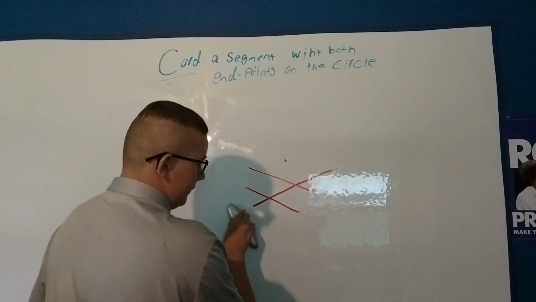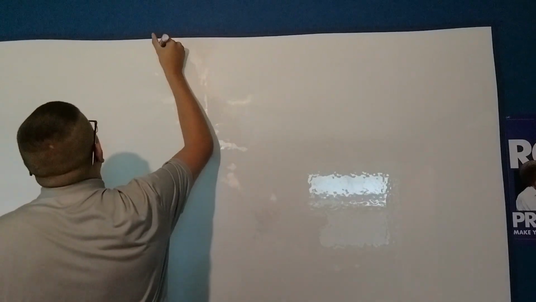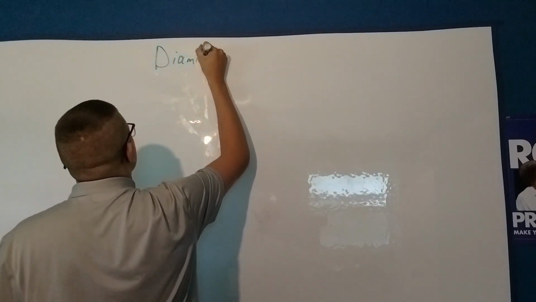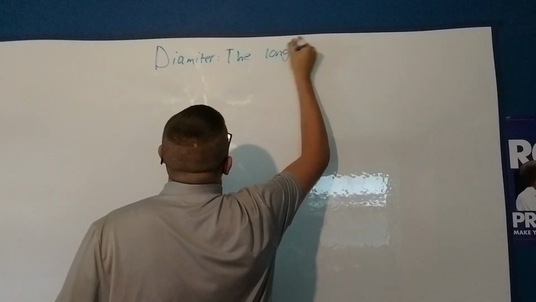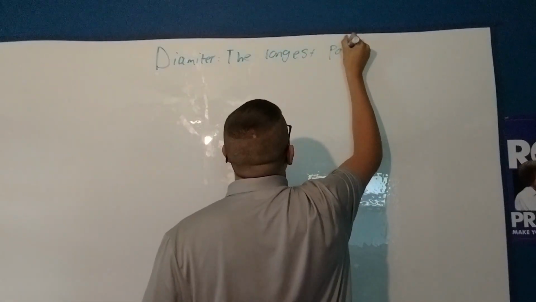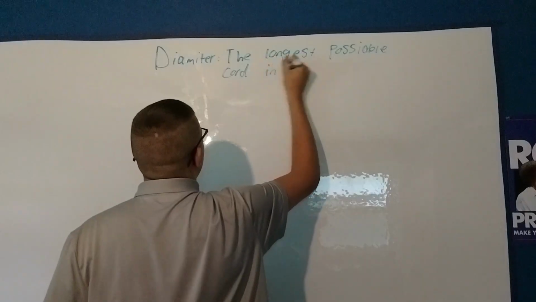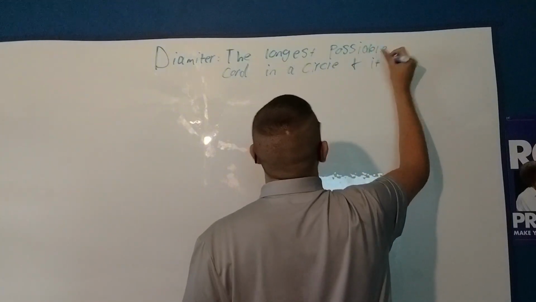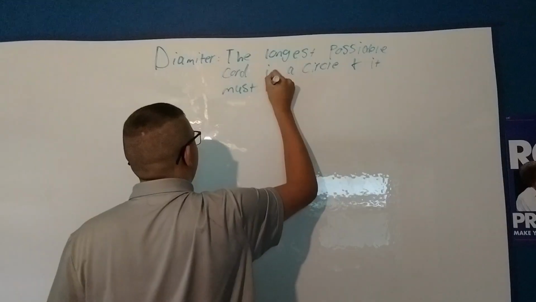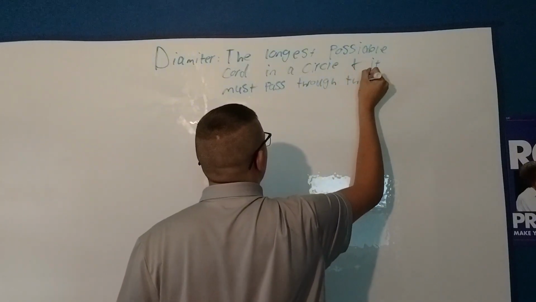Then a diameter, you know what a diameter is, but the technical definition of a diameter is the longest possible chord in a circle, and it must pass through the center.